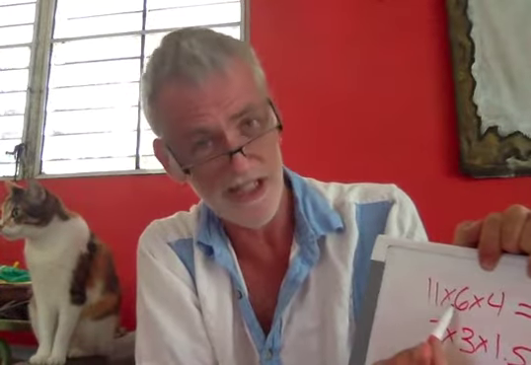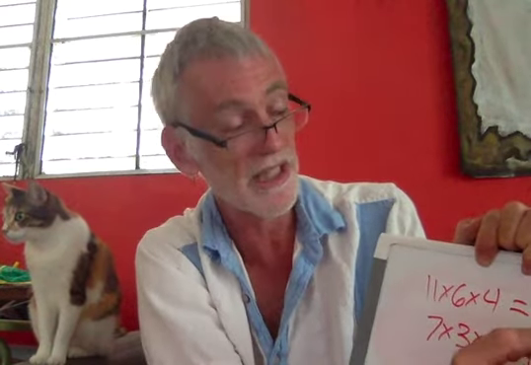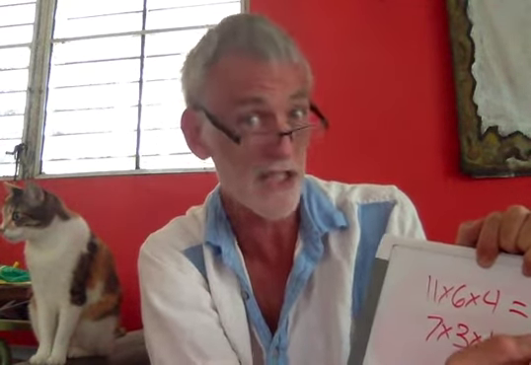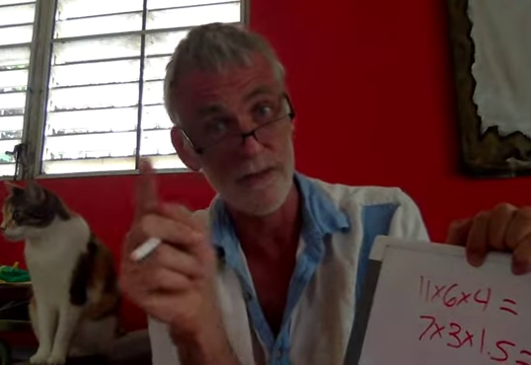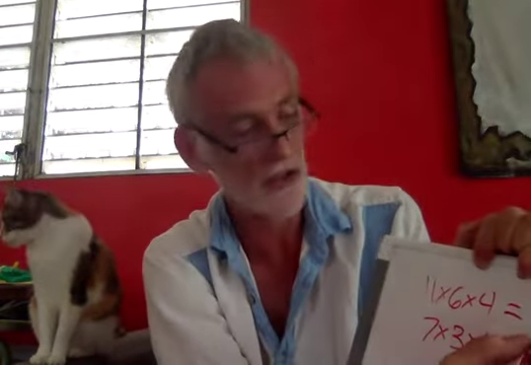So next one, number 5. Oh, that's a weird one. 11 times 6 times 4. And the other one is 7 times 3 times decimal 1.5. 4 times 6 is 24. 24 times 11 is 240 plus 24, because it's 24 times 10, plus 24 times 1. 240 plus 24 is 264.